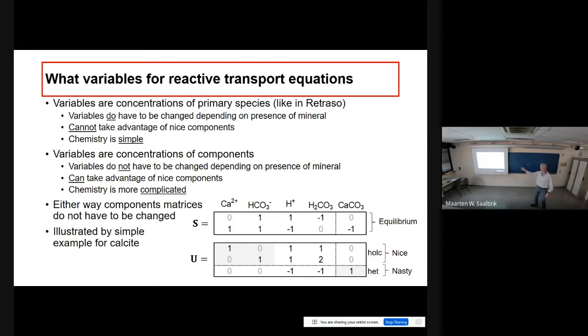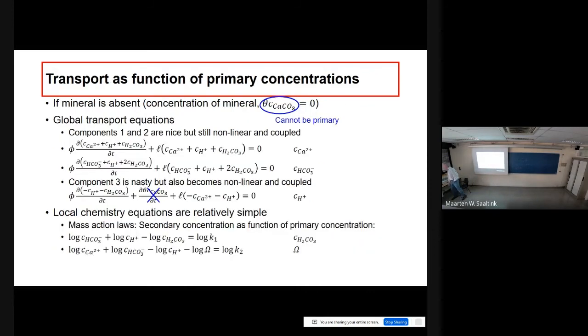Okay. And then we can apply the method to get my nice components. One nice component is calcium plus H plus H2CO3. And bicarbonate plus H plus 2 times H2. And then I got one, according to my definition, nasty, which is calcite minus H2CO3 minus H plus. So this is a small example.